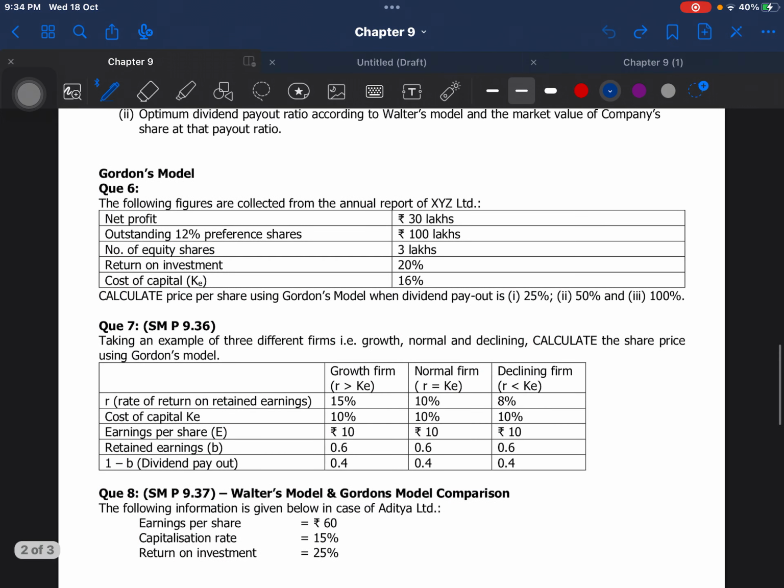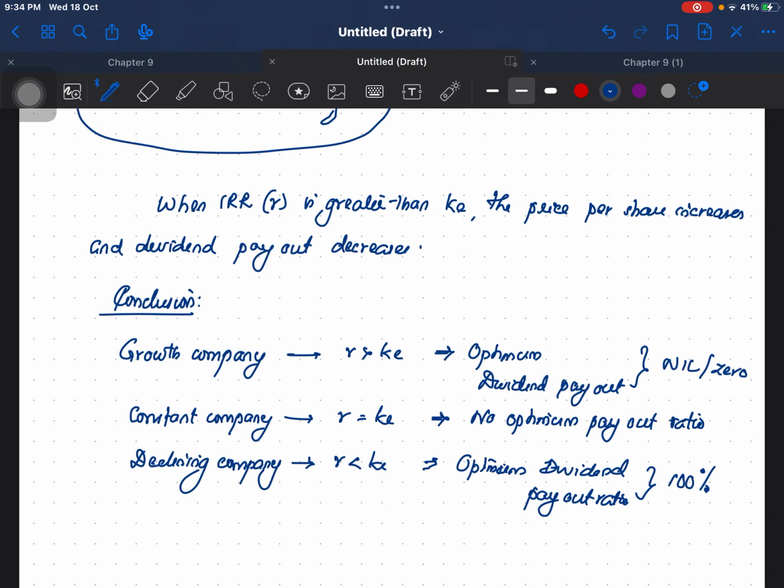Okay, so the following figures are collected from the annual report of XYZ Limited. Net profit is given to be 30 lakhs, outstanding 12% preference shares are 100 lakhs. Number of equity shares is 3 lakhs, return on investment 20%, cost of capital 16%. Calculate the price per share using Gordon's model when dividend payout is 25%, 50% and 100%. This is the same problem which we have done under Walter's model. The same one we are going to do here again.